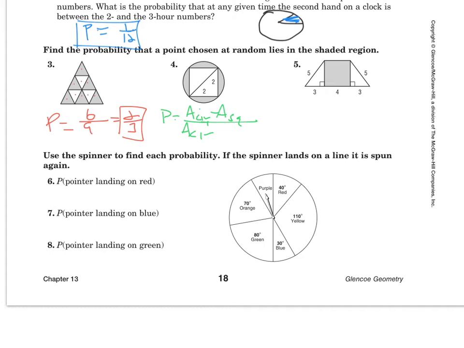So I need 2 things. I need the area of the circle, and I need the area of the square. The area of the square is really easy. We've got base is 2, height is 2, so the area of that square is going to be 4.